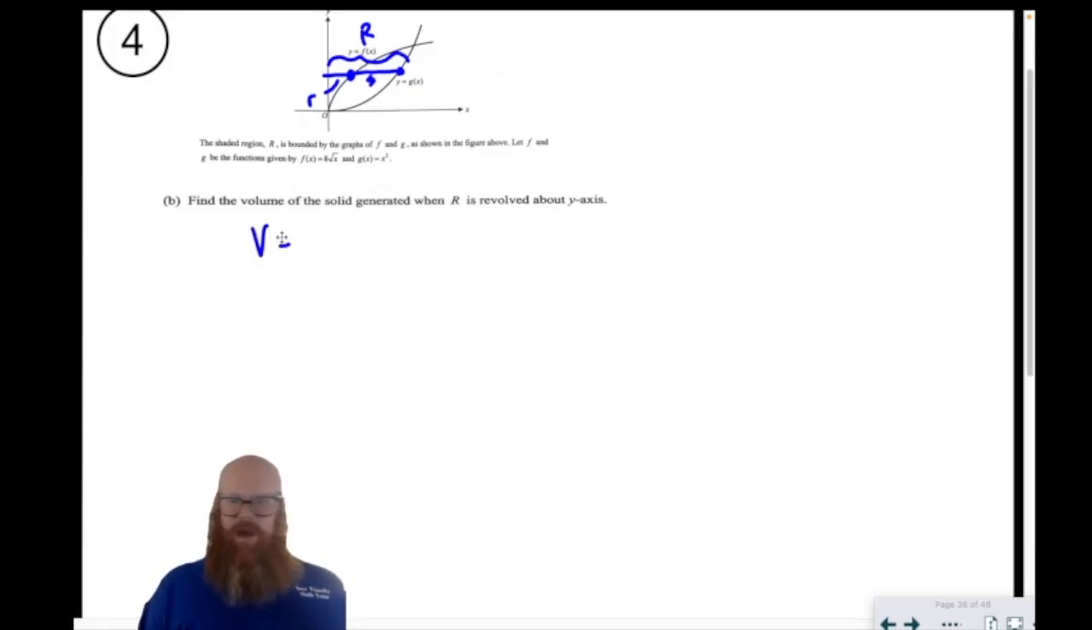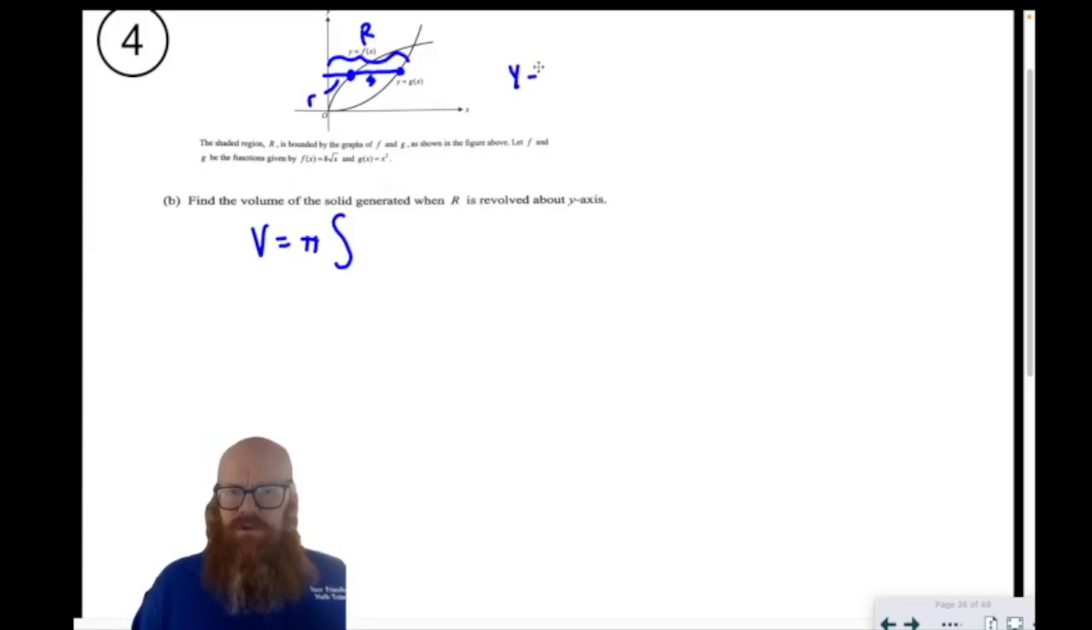So my volume is equal to pi times the integral. Now there's a little gap here, so we've got the washer method. And that means we are going to be doing pi big R squared minus pi little r squared. Now this is where it gets a little bit tricky, because big R is the one that's further away, so that's g of x. But g of x is really y equals x squared, and I need x in terms of y. So root y equals x.